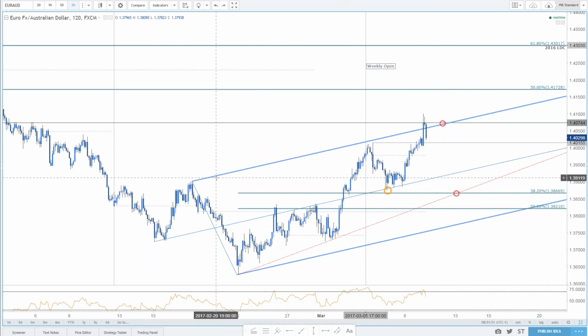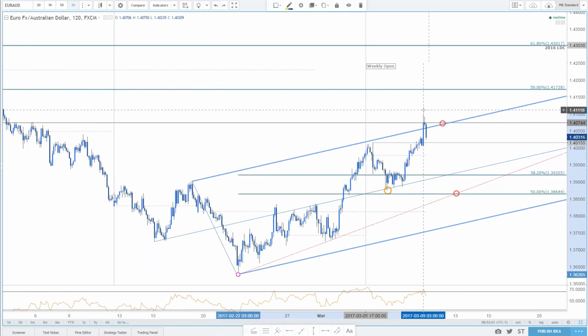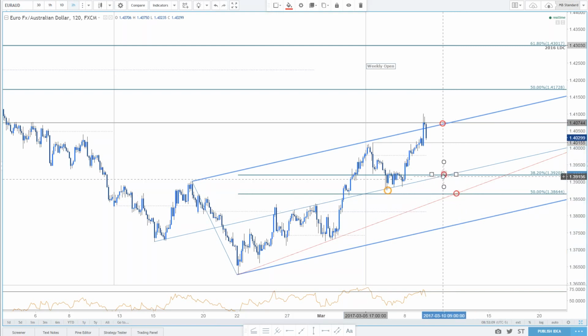And in fact, we do need to adjust this retracement as well. Yeah, that puts the 50% exactly where we were looking at. And your bullish invalidation at the 38.2. Beautiful. There you go.